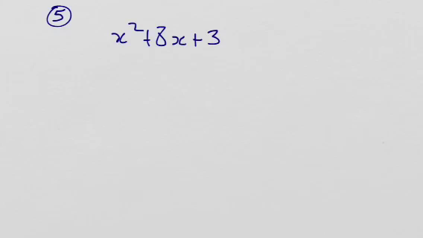Question 5, complete the square. So inside the bracket must be x add 4 squared. You can work out what the number is at the end.